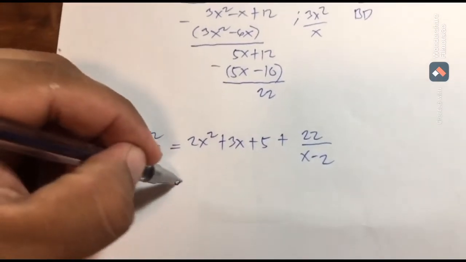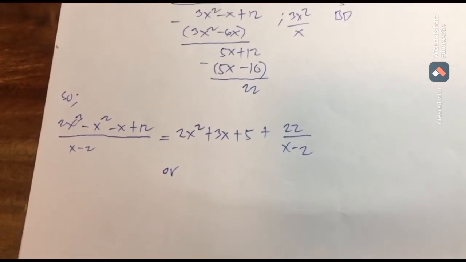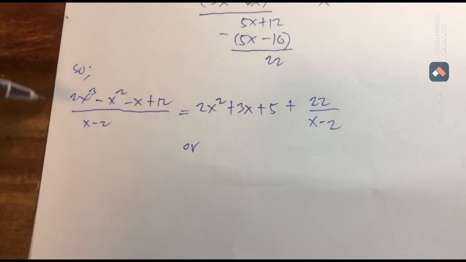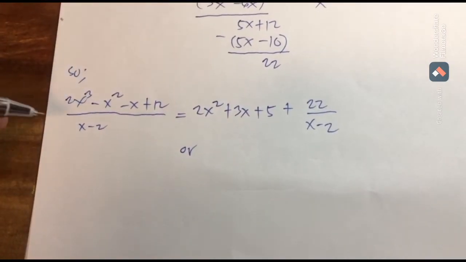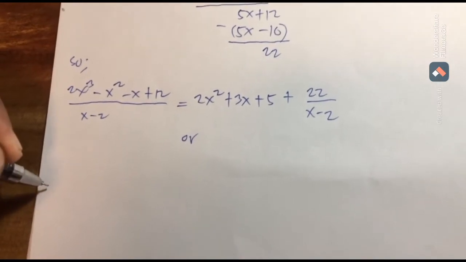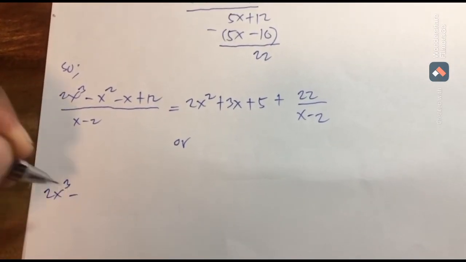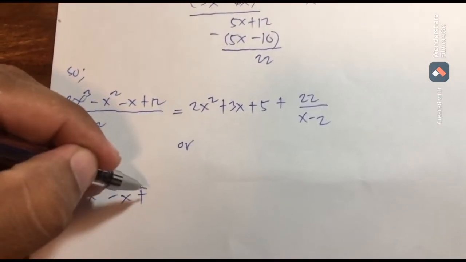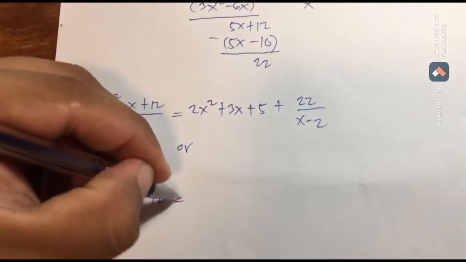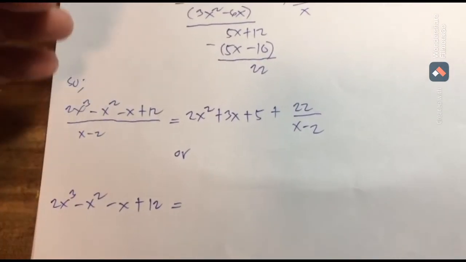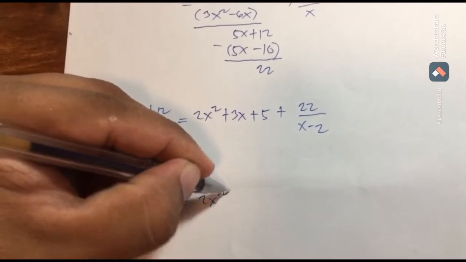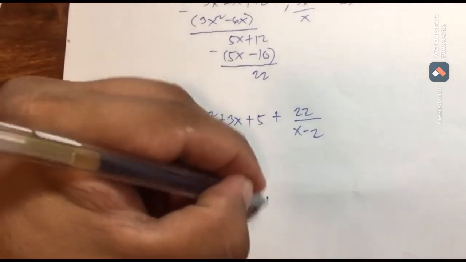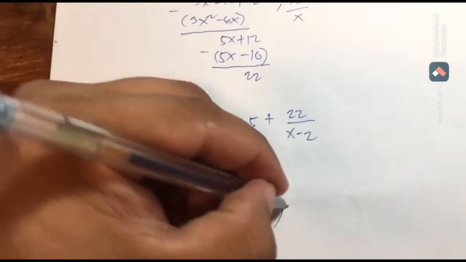Or we can also present our final output in terms of p of x. We can have it this way. 2x cubed minus x squared minus x plus 12 is just equal to this quotient, 2x squared plus 3x plus 5, times our divisor x minus 2.